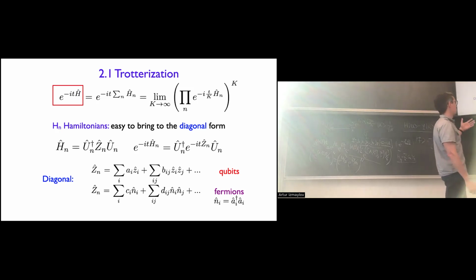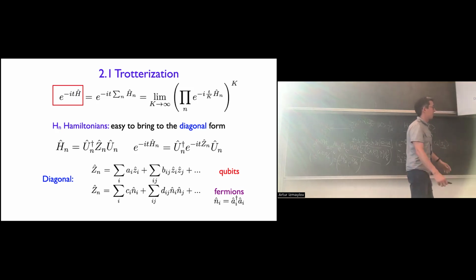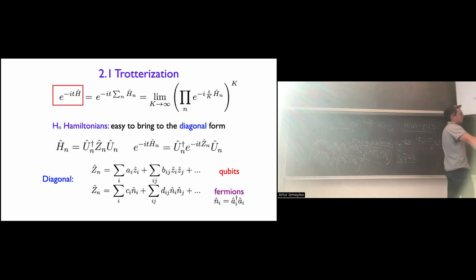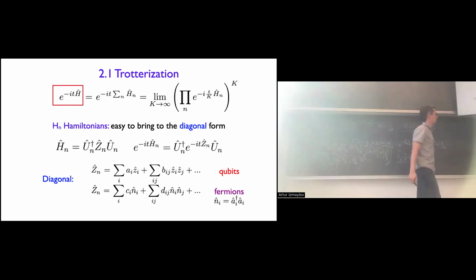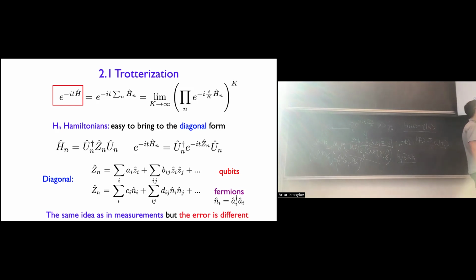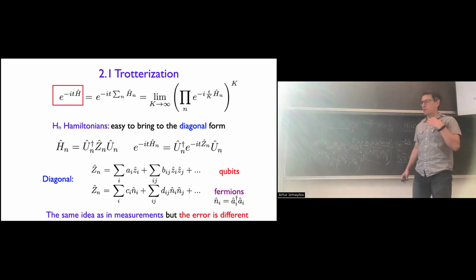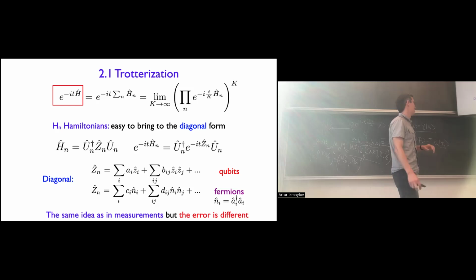Right? Because in the measurement, we also wanted to partition the Hamiltonian into groups that we can diagonalize and bring to the Z, because Z's are diagonal in the computational basis. Now we can do things in fermionic algebras, bring things to essentially occupation numbers, and go to the qubit space with that. So it's the same idea as in measurements, but errors in the Trotter case, of course, are different, because they are related to some sort of size of the commutator rather than variances, right?